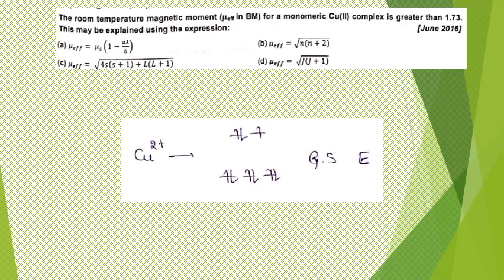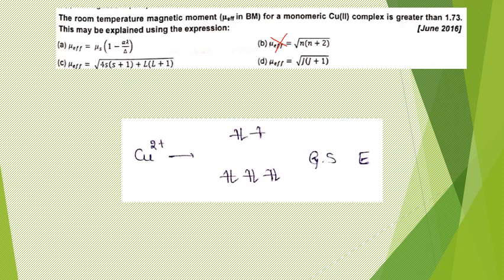A. See, now what they say is, mu effective, if it was square root of n into n plus 2, then the value, it would have been exactly 1.73. Option B I am talking about, right? But they say that it is greater than 1.73, so this may not be the appropriate formula.